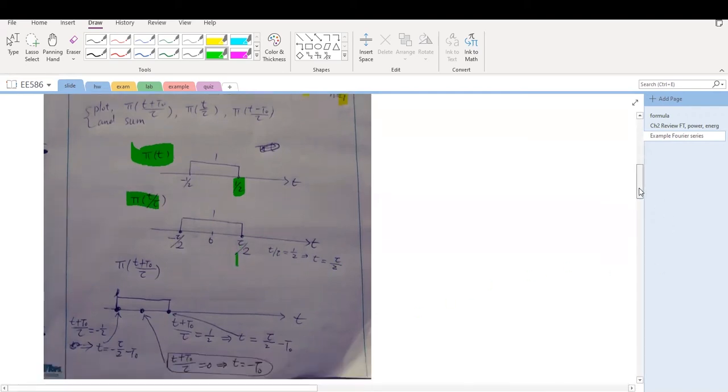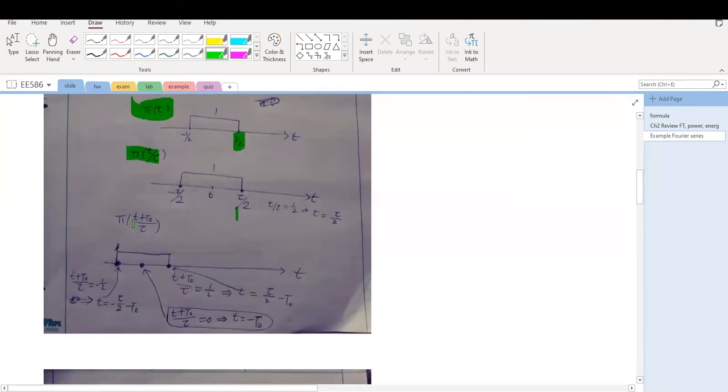Next, let's look at the waveform pi of (t plus t naught) divided by tau. Again, the same approach. To find this typical point, we need to solve this linear equation: (t plus t naught) divided by tau equals half. We have t equals half tau minus t naught. So that's this point. This critical point is obtained by solving this equation: (t plus t naught) divided by tau equals minus half.